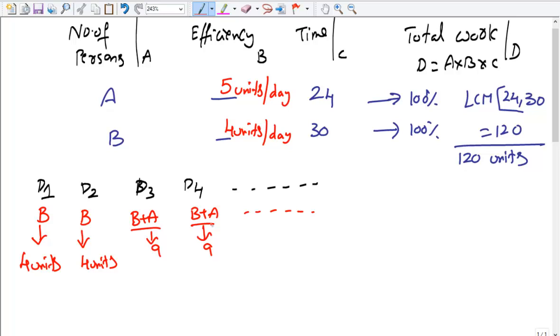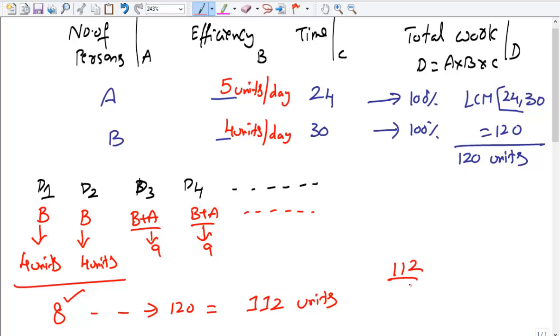Like this, they finish. Now what you can do is B alone finishes 8 units out of 120. It means the remaining are 112 units. Now it's A and B's turn. Together they finish 9. So now we can say 112 by 9. That's what we can find. That is 12 4 by 9 days. They together work. Initially B worked for 2 days. It means the total work will be finished by 14 4 by 9 days.